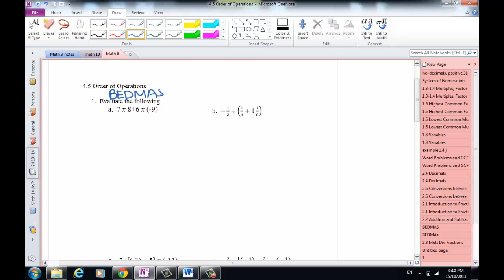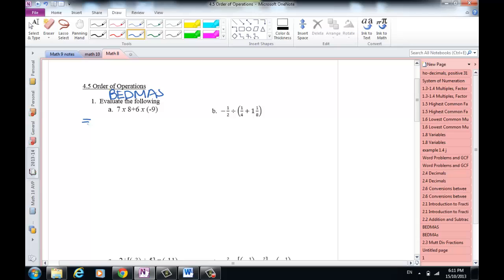I'm also going to ask you to write down a lot of steps, and that's just because the more you write down, the less you're going to make little mistakes or accidentally do an addition before you get to a multiplication. So the first one that we have, A, says 7 multiplied by 8 plus 6 multiplied by negative 9. Now, there are a few ways you can do this, like some shortcuts, but let's do it the long way just for the lesson, and there are a few shortcuts you could do when you get to the homework.